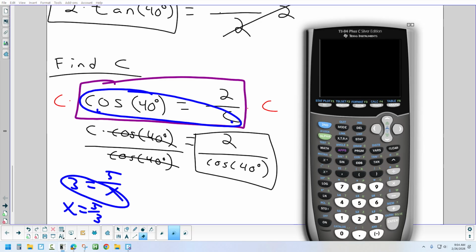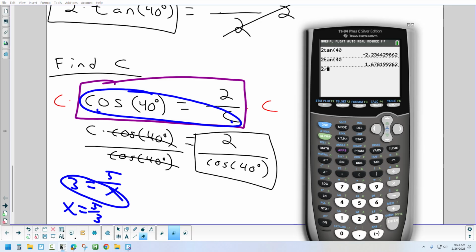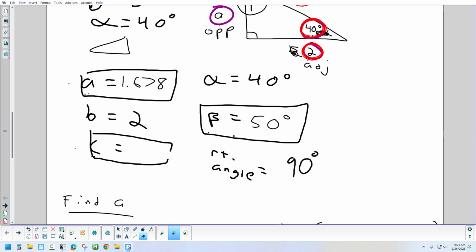All right, so let's see what we get. 2 divided by cosine 40. It's not important that I close the parenthesis because I don't have anything coming after it. So 2.611. Does it have to be in 3 decimal places? For these, yeah, we're going to generally go with 3, unless the directions tell you you can do a different amount. But if they don't say, go with 3. Okay.